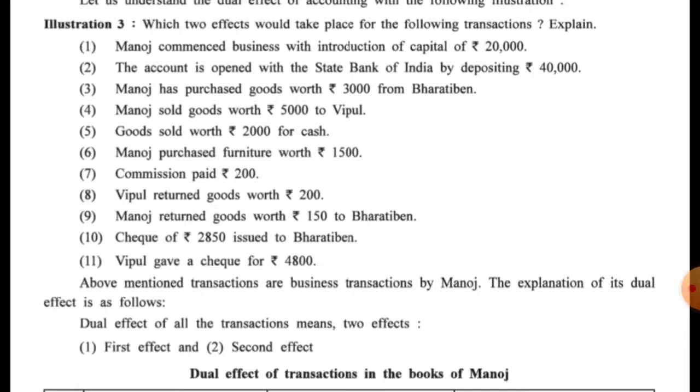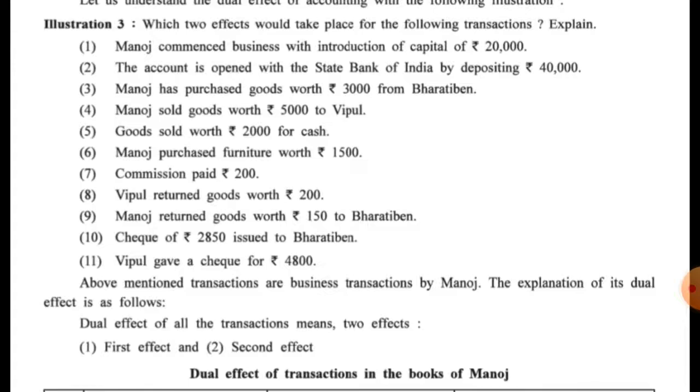Which two effects would take place for the following transactions? Explain. First one, that is Manoj commenced business with introduction of capital of rupees 20,000. Now we have started the business. So Manoj is the person who has started the business, and for starting the business naturally we need a certain amount of funds. So that is called the capital that he is introducing in the business to commence the business, that is rupees 20,000.